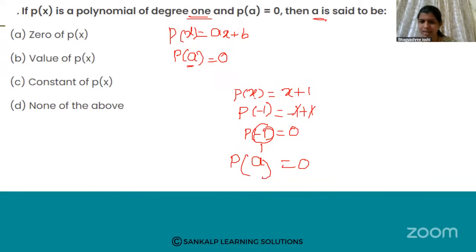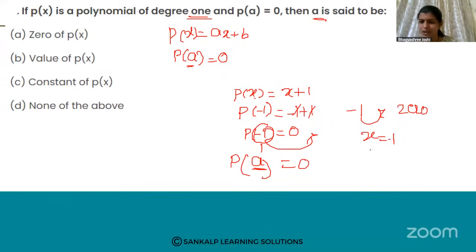If I represent this minus 1 as A, then what happens? P of A equal to 0. Then what do you call this A? What do you call this minus 1? 0 of this polynomial. Why? Because at this value, polynomial value will become 0. When you substituted minus 1, you got the polynomial P of X value as 0. That means you can say that this minus 1 is the 0 of this polynomial. Yes or no? X equal to minus 1.